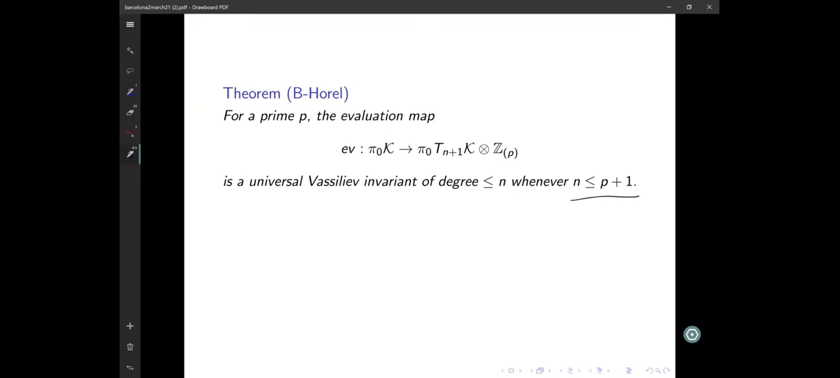Okay, you mean that you don't know if it is true always? We don't know that it is true always, no. I mean, the conjecture would be that it would be always true, right? But we don't know.